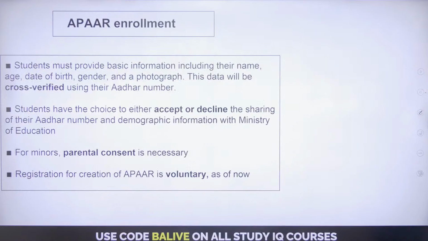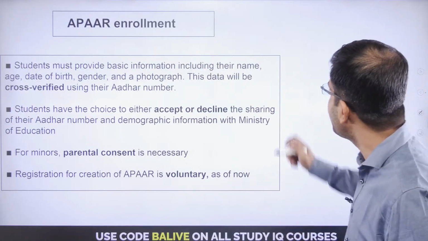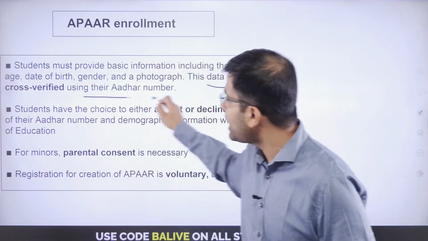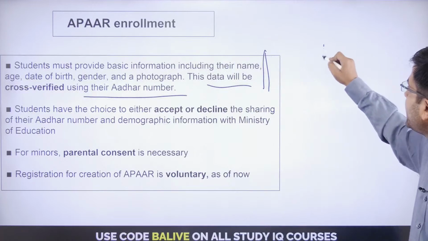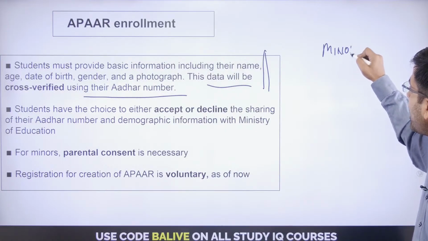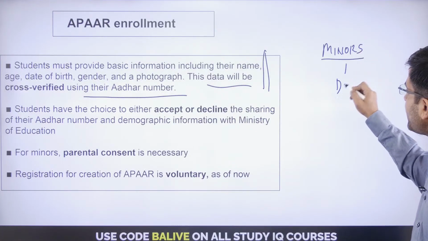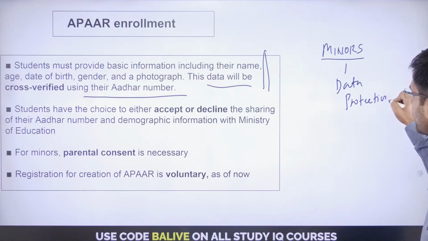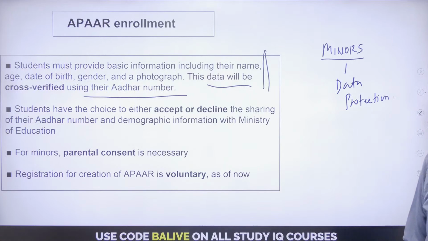Now, the APAR enrollment. Sorry. So let's look at it. First, you give the basic info. Now, this data is to be cross-verified using their Aadhaar number. Remember, I told you that you are dealing with minors here, and that minors and their data protection is a sensitive issue. So this is reflected in the policy, guys. Let's look at it now.